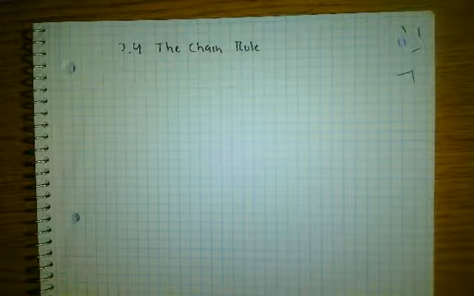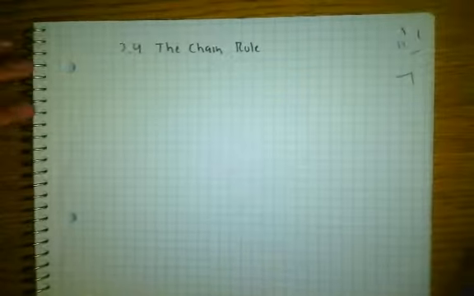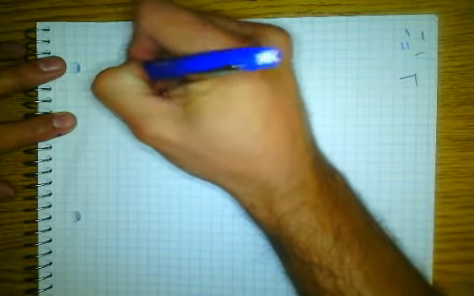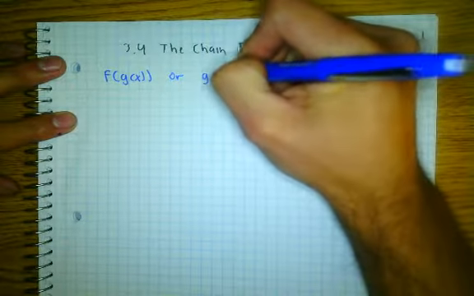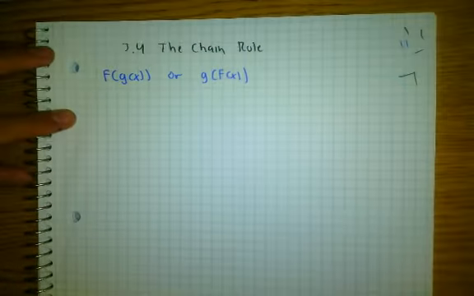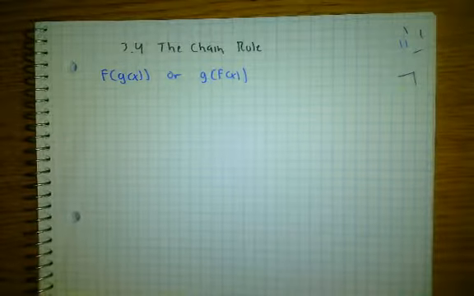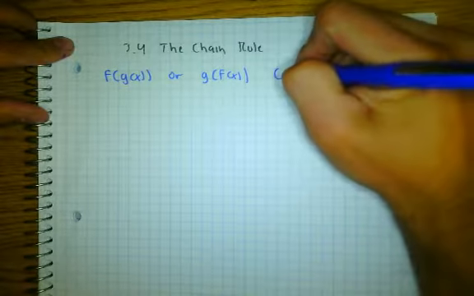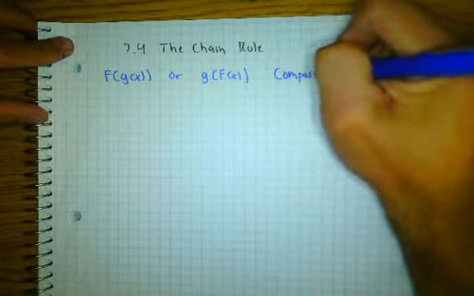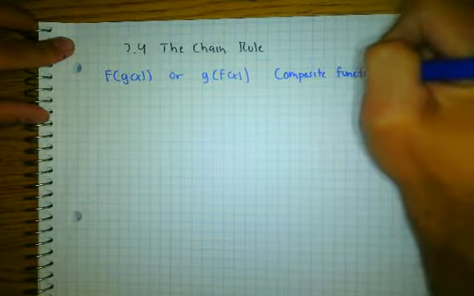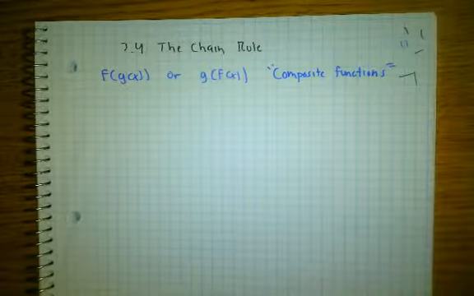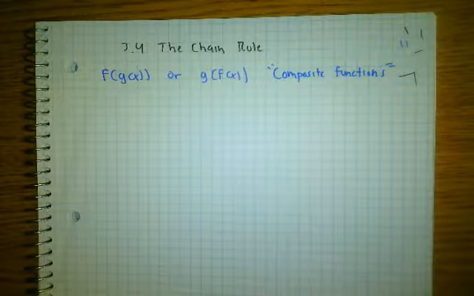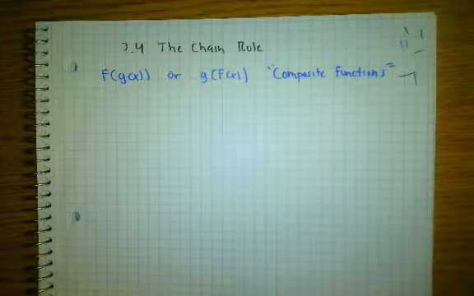Remember that? Okay, so today, we're going to deal with things such as, well, what if you have something like this? Or this? What do you call that? Composite functions. So we're going to talk about how we can take the derivative of a composite function.